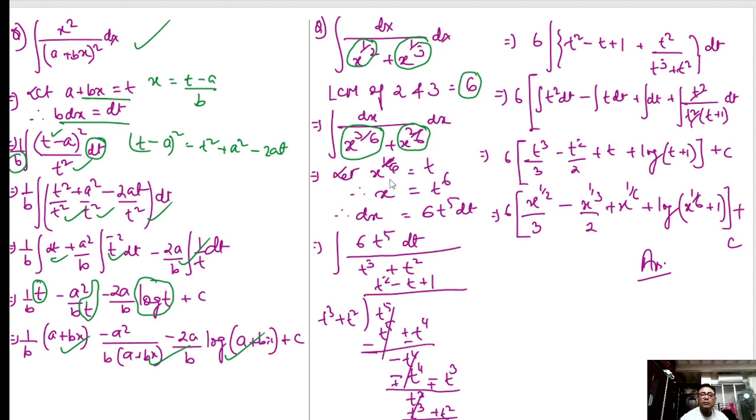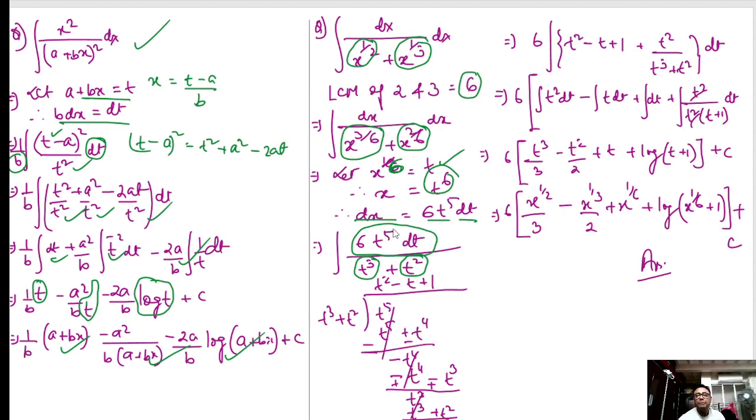Now let x to the power 1 by 6 as t. So this will become x cube, this will become t cube. x to the power 1 by 6 is t, so x will be t to the power 6. So dx will be 6 t to the power 5 dt. So this is our dx, and this will become t cube, this will become t square, because I have taken x to the power 1 by 6 as t.